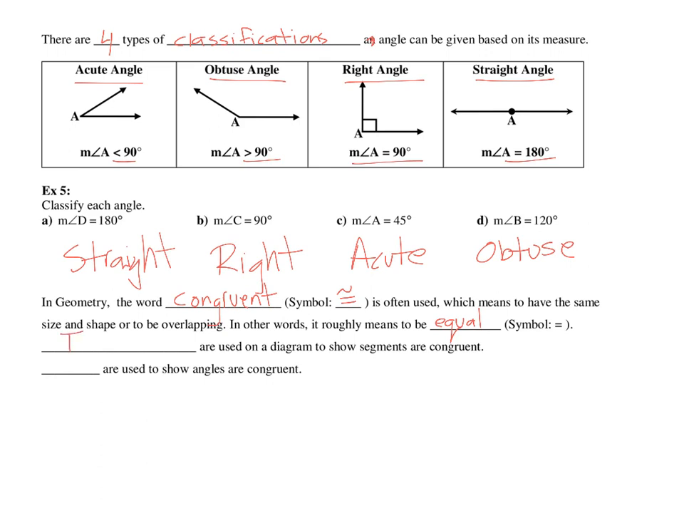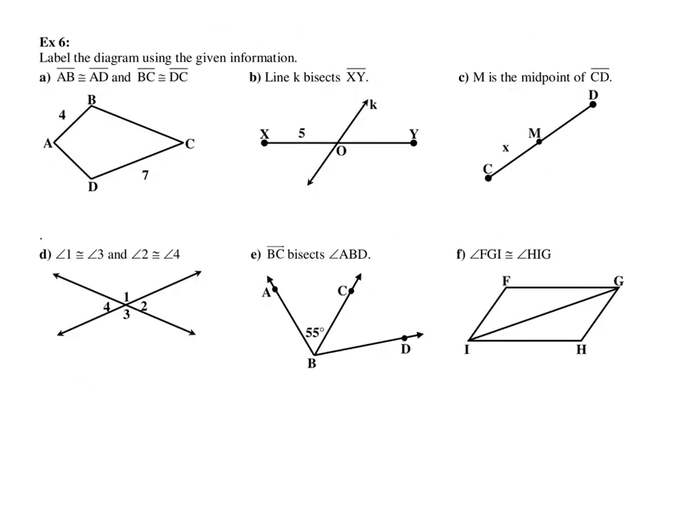Now, tick marks are used on a diagram to show segments are congruent, and arcs are used to show angles are congruent. Let's see some examples of that now. Now label the diagram using the given information.